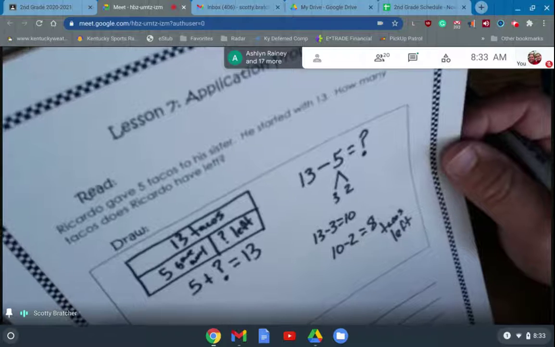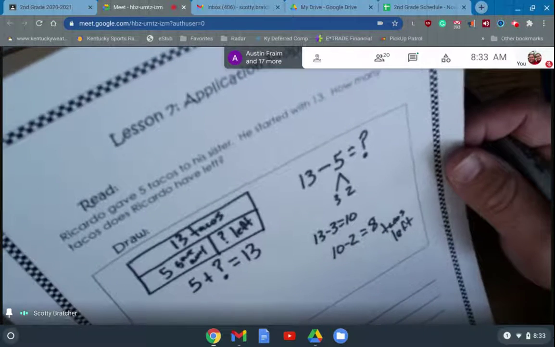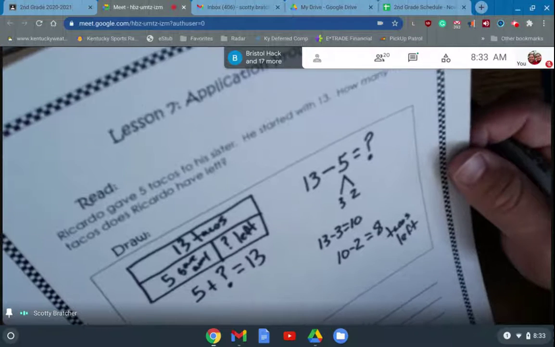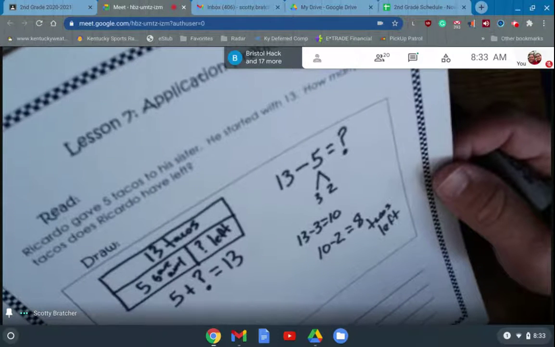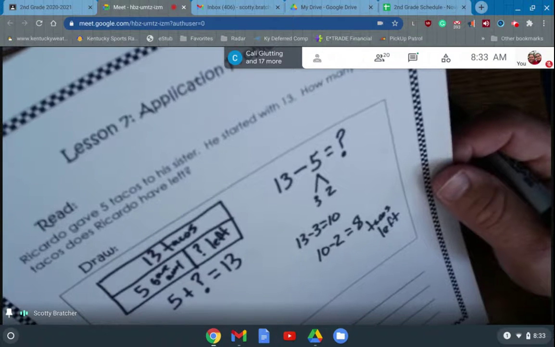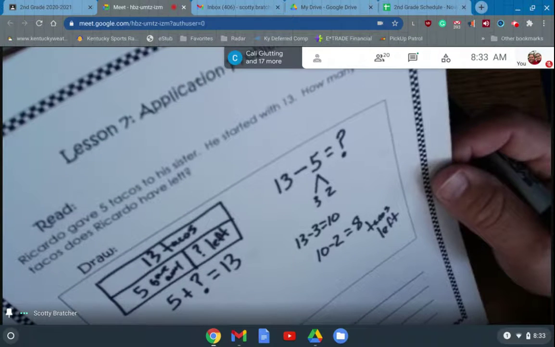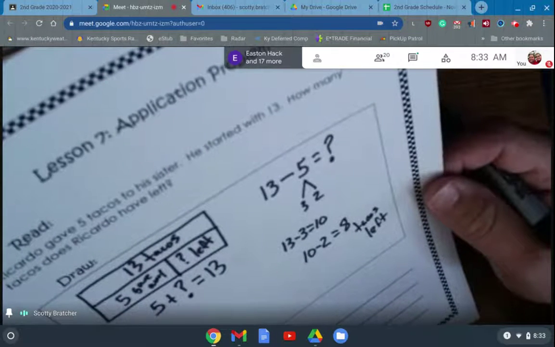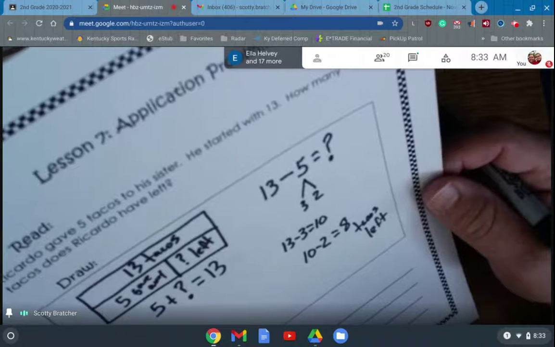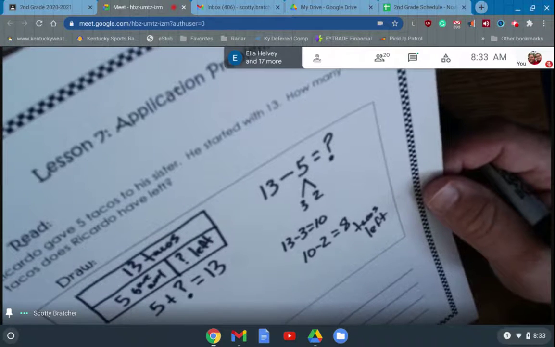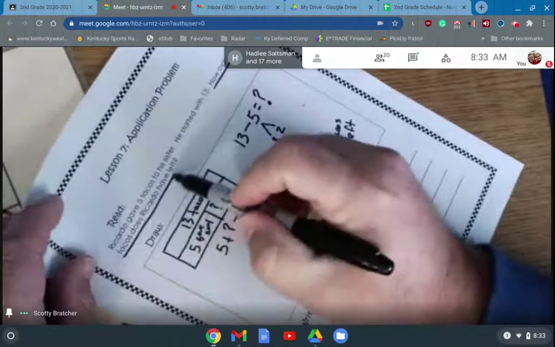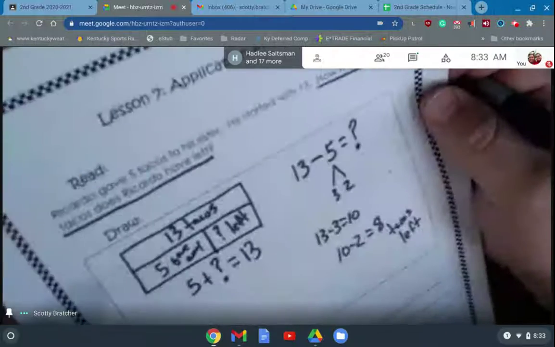All right, you're right. I can only see Hadley, and she had her thumb down. Ricardo gave 5 tacos to his sister is not a question. He started with 13. Is that a question? Maverick says no. All right. How many tacos does Ricardo have left? Is that a question? Oh, I've seen some thumbs now. So I'm going to go up here and I'm going to underline it. Okay. There's my question that I had to answer.